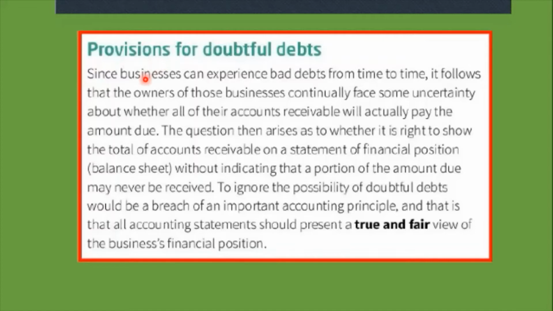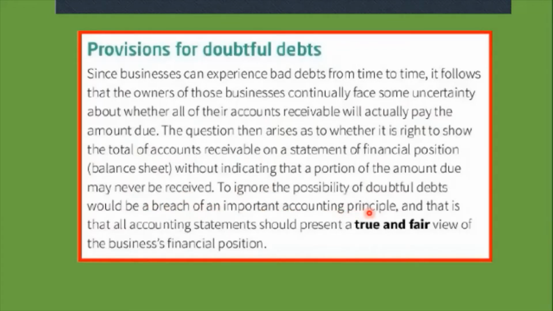Okay, so let's read this. Since businesses can experience bad debts from time to time, it follows that the owners of those businesses continually face some uncertainty about whether all of their accounts receivable will actually pay the amount due. The question then arises as to whether it is right to show the total accounts receivable on a statement of financial position, balance sheet, without indicating that a portion of the debt due may never be received. To ignore the possibility of doubtful debt would be a breach of the important accounting principle.